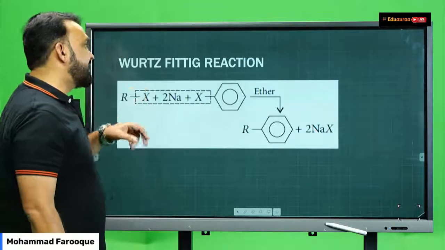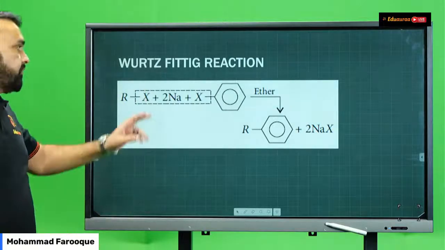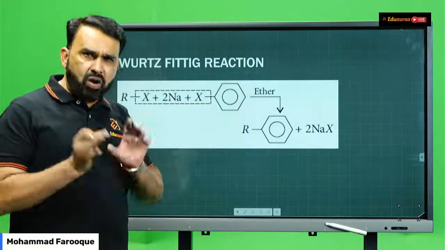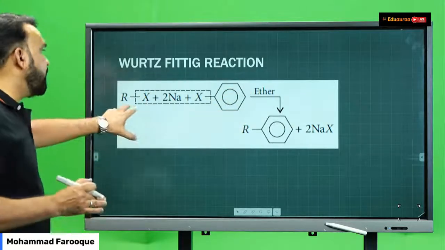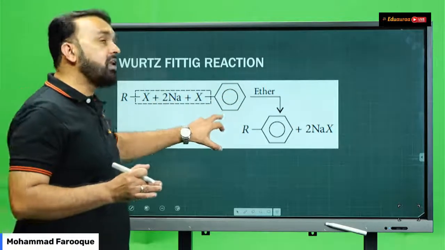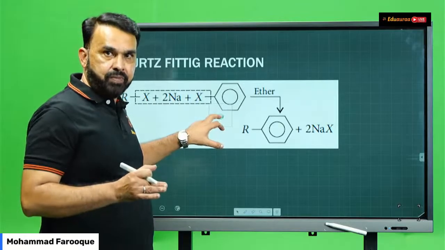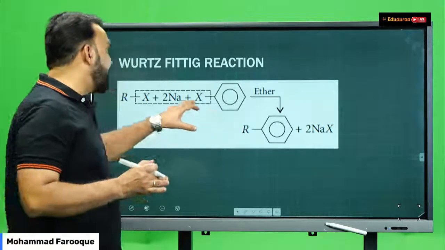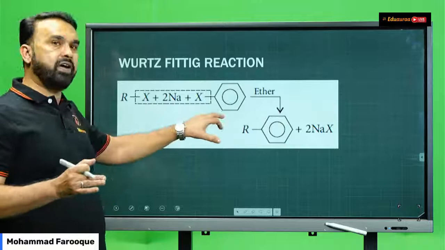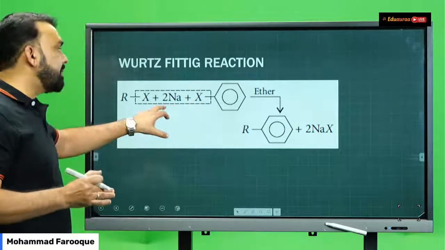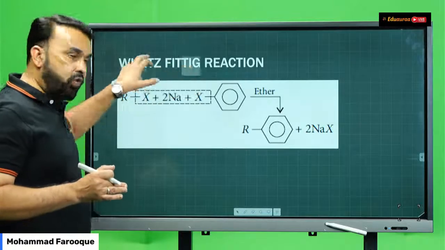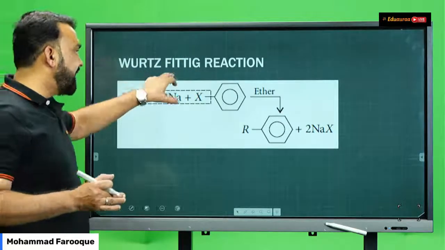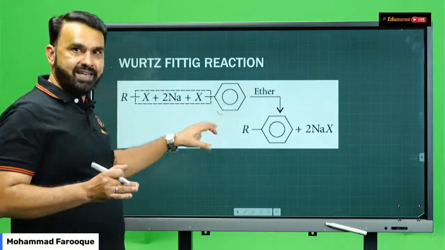Now, another name reaction, Wurtz-Fittig reaction. What is the difference here, students? You have one molecule of an alkyl halide and one molecule of an aryl halide. Yes, you can see that one molecule of an alkyl halide and one molecule of aryl halide react with two atoms of sodium. It's called Wurtz-Fittig. Wurtz because alkyl halide is there, Fittig because aryl halide is there.